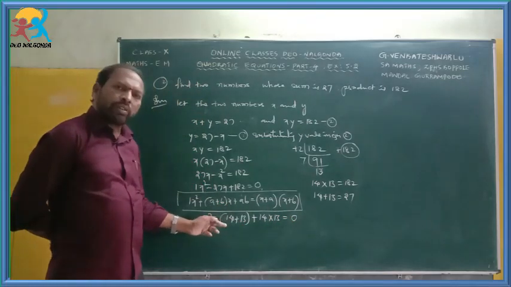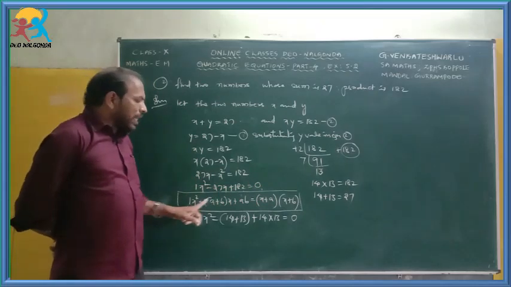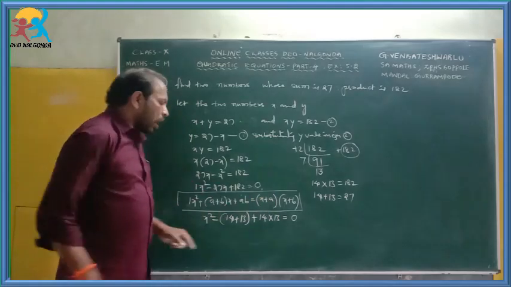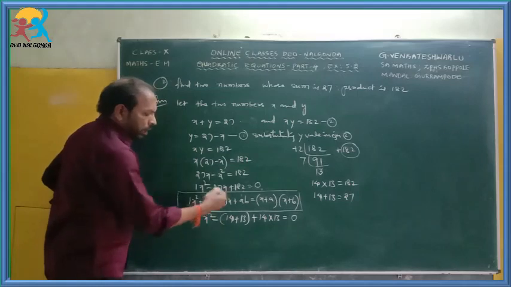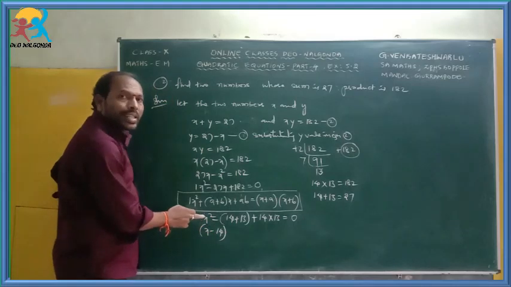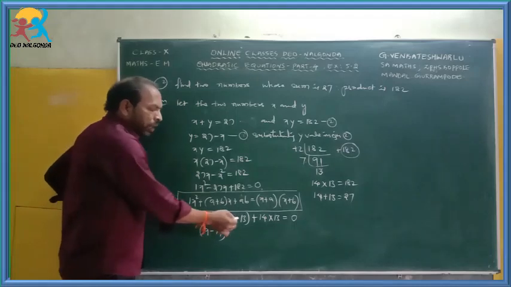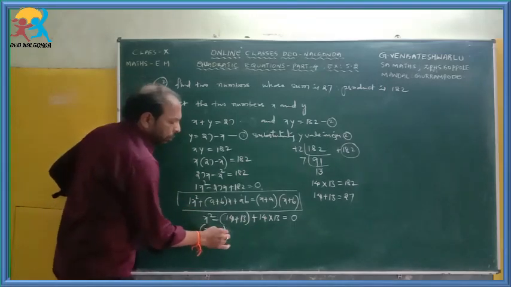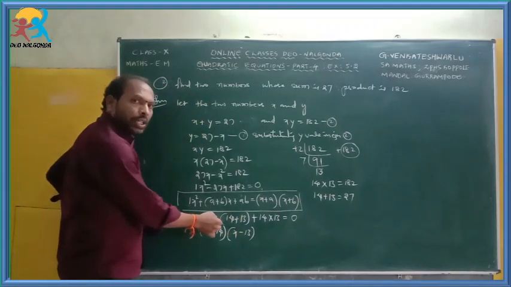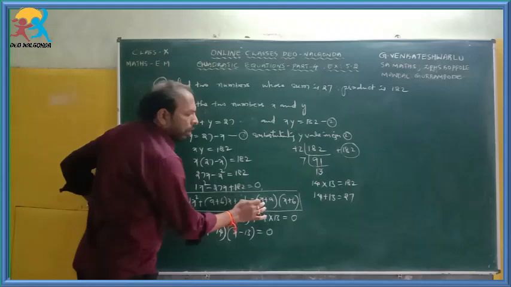This equation is in the identical form, so this quadratic equation is written as (x plus a) into (x plus b). Here also I am simply writing x minus 14 as the first factor. X square means x into x, one x meant for 14 and another x meant for 13. X minus 14 is the first linear factor and x minus 13 is the other linear factor, which is equal to 0 according to this identity.